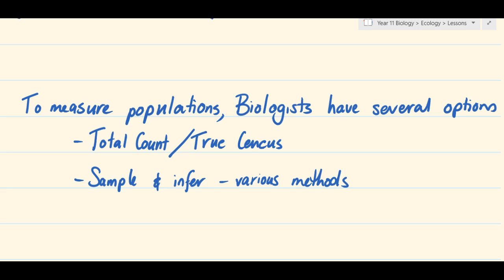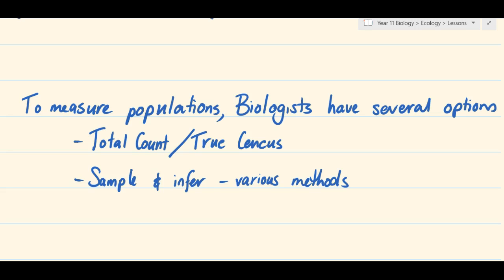To measure populations, biologists have several options. Now we have something called a true count or census. That's where they literally count every single individual in the area and identify them. Now this is hard because you actually have to have a means of identifying each individual in that population. So you either have to tag them, so each of them has a number. You have to identify specific physical characteristics of that individual so that you can name each one of them. And realistically, for populations of, say, insects and that, it's not possible.